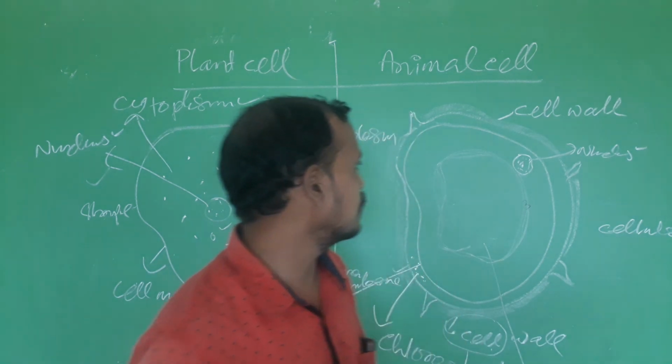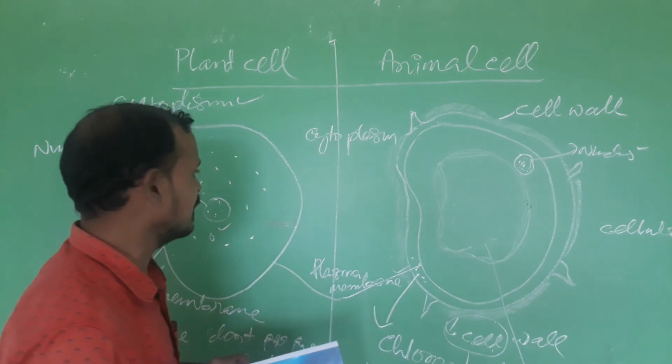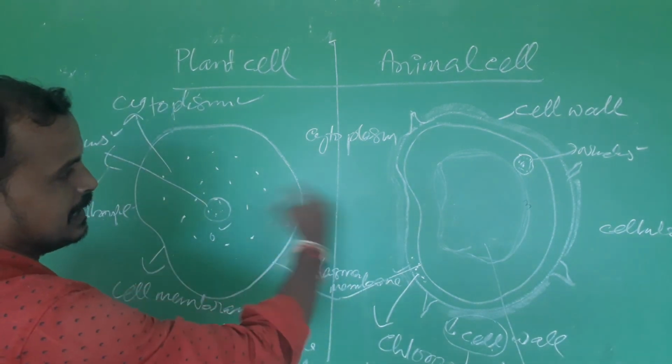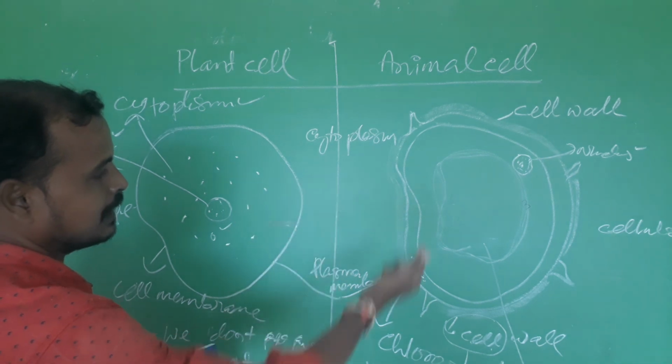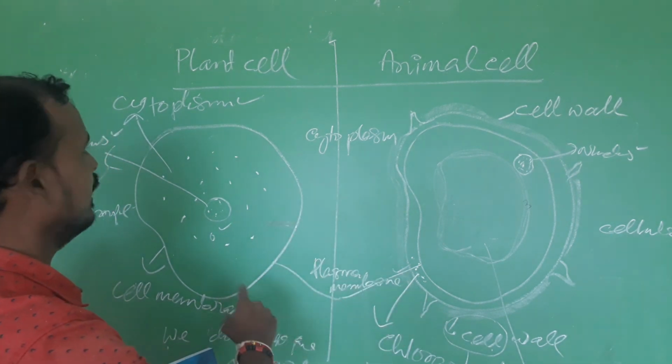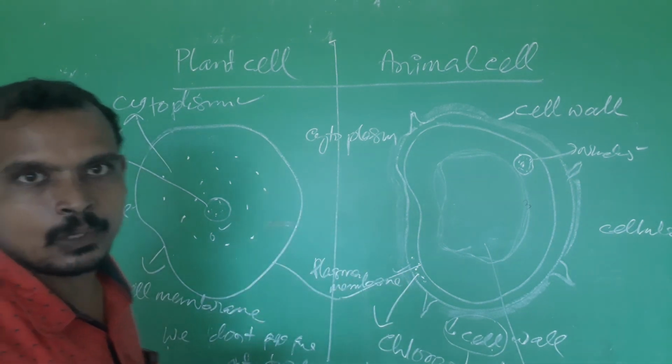Time being, you draw the diagrams of plant cell and animal cells and what are the organelles present, and you have to write down what are the differences between plant cell and animal cell. Please remember all these things.